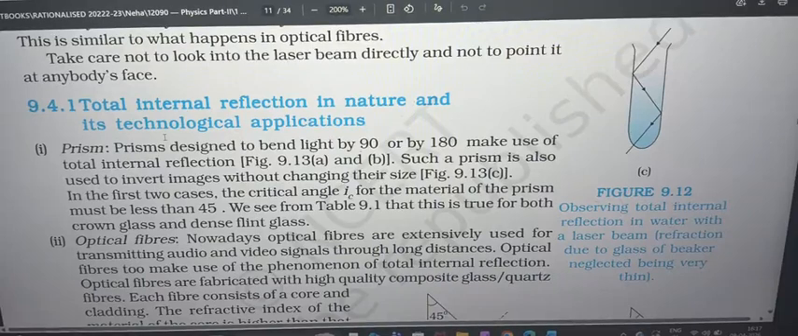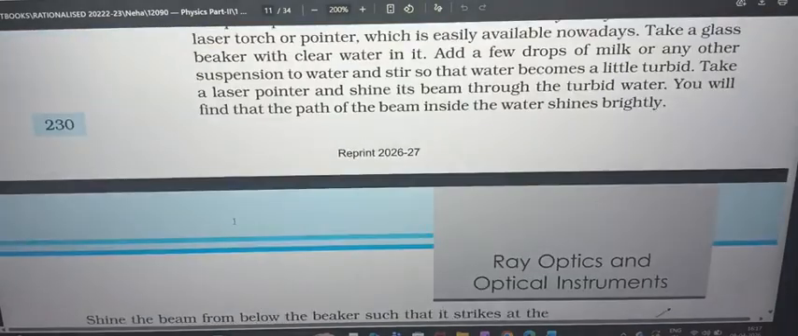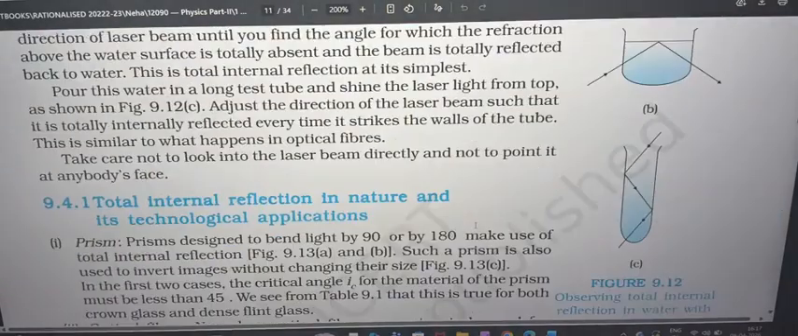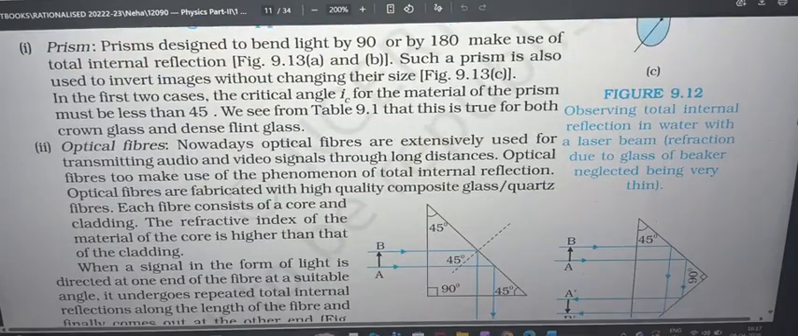So in physics we were doing the chapter ray optics and optical instruments, and in our last session we covered till the demonstration for total internal reflection. So now let us see its applications. First thing is prisms.